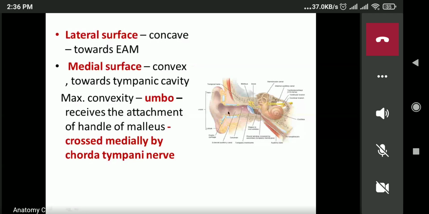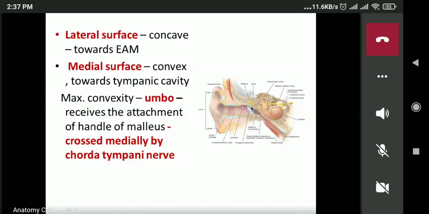Then according to the direction, it is divided into the pars externa, pars intermedia, and the pars interna. So this you should know. Then you should know about the tympanic membrane, how it is placed, how it consists of three layers, and how it develops from all the three germinal layers, and the concave surface as well as the convex surface, and how the handle of the malleus is attached to the medial surface. And here it is crossed by the chorda tympani nerve. So that is also important.